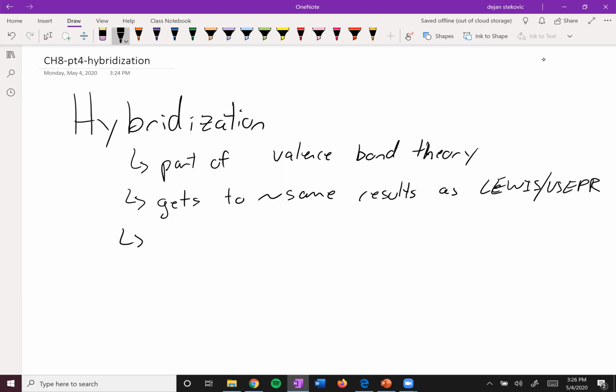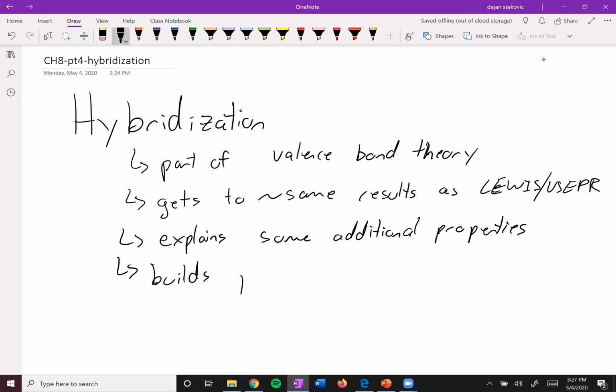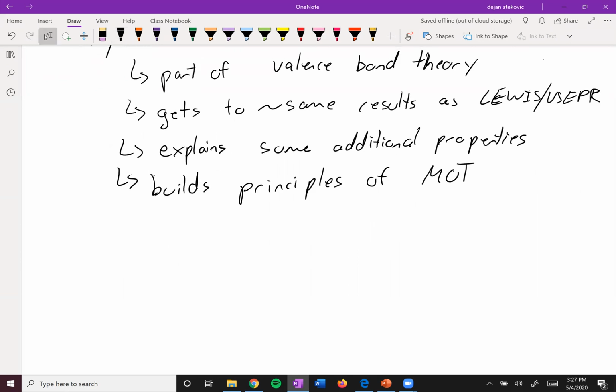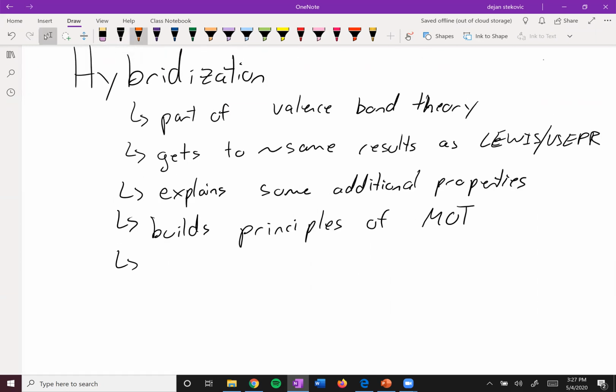And so you might be thinking, well, if it gets me the same results, why even learn about it? It's because it explains some additional properties. And more importantly, it starts to build the principles of what's known as molecular orbital theory, which we'll study a little bit later on. And so what is this hybridization? Let's check it out.